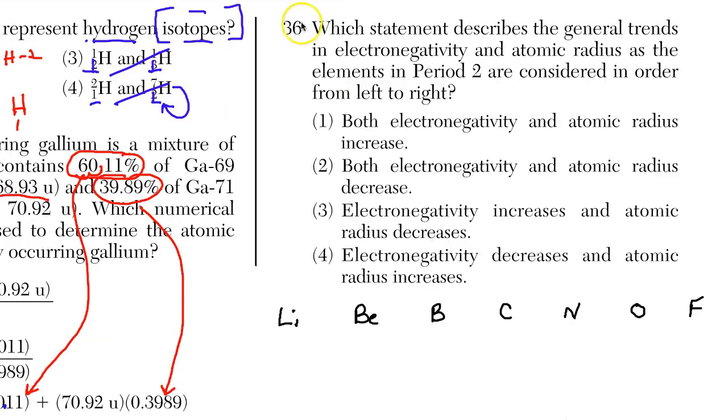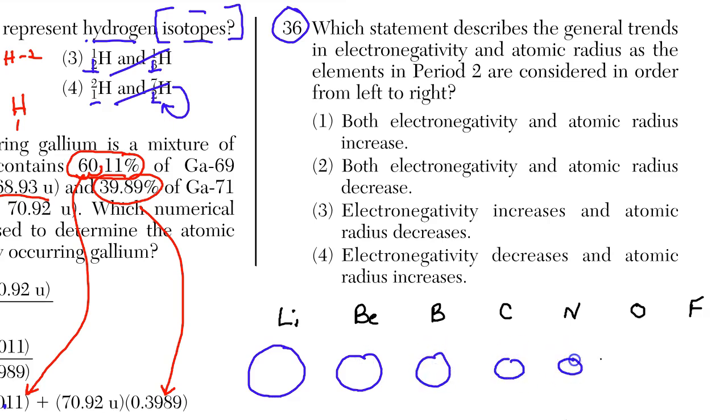Number 36. Which statement describes the general trends in electronegativity and atomic radius as the elements in period 2 are considered in order from left to right? Okay, well, if you look at the period 2 or row 2 elements, lithium, beryllium, boron, carbon, nitrogen, oxygen, and fluorine, you should know that the atomic radius actually gets smaller as we go across. You should know your nonmetals are smaller than your what?